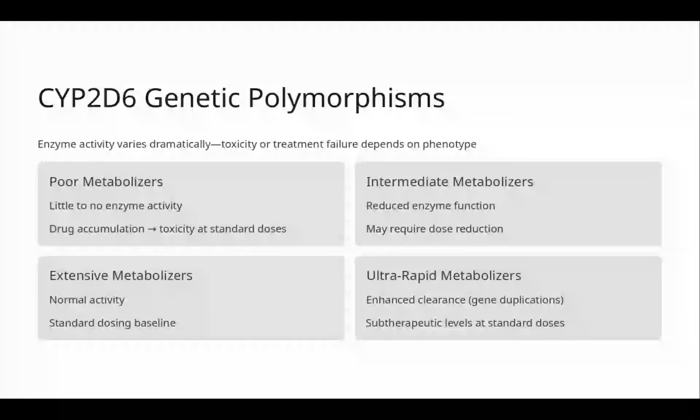Intermediate metabolizers have reduced activity. They may need lower doses. Extensive metabolizers have normal activity, and this is the baseline for standard dosing. Ultra-rapid metabolizers have enhanced enzyme activity, often due to gene duplications. Drugs are cleared so quickly that standard doses may be subtherapeutic.